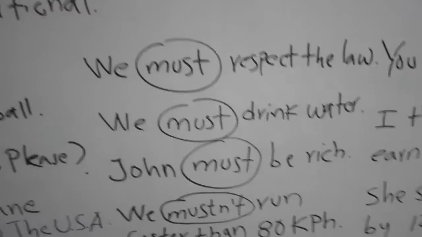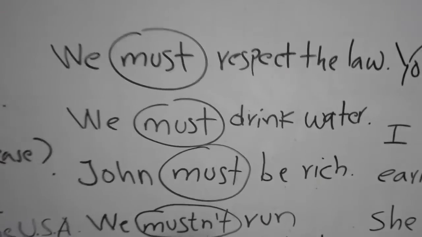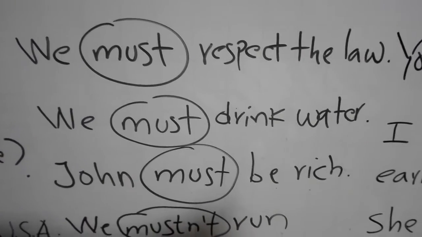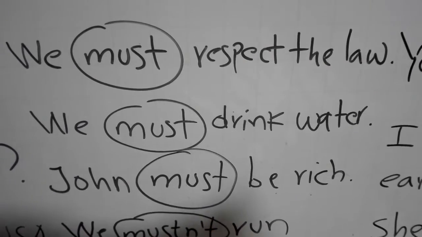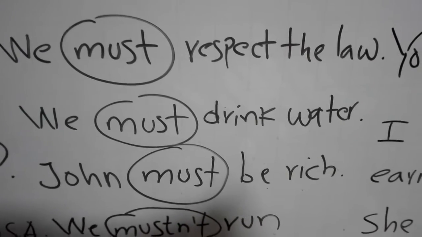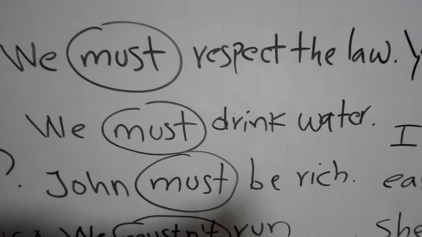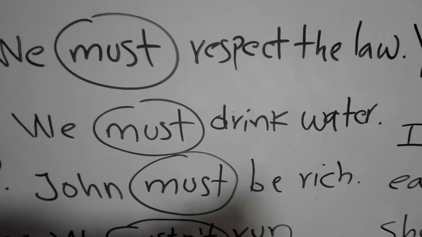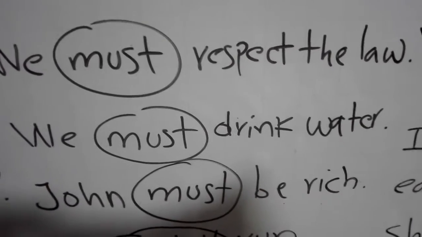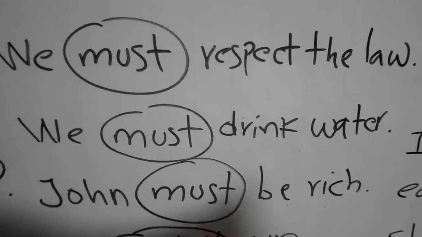The next use about must is necessity. What is a necessity for us? For example, we must drink water. We need water to live. If we don't drink water, we die. Water in any way, okay? Could be a glass of juice, could be soda, whatever it is. Anyway, that is water. So we must drink water. So this is a necessity we have.